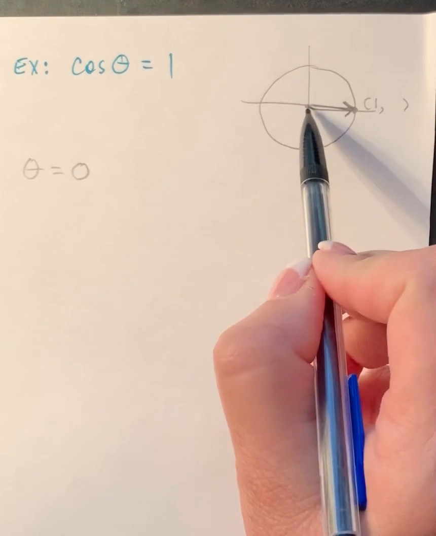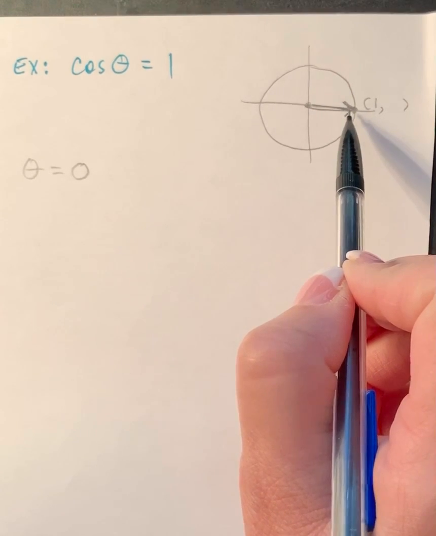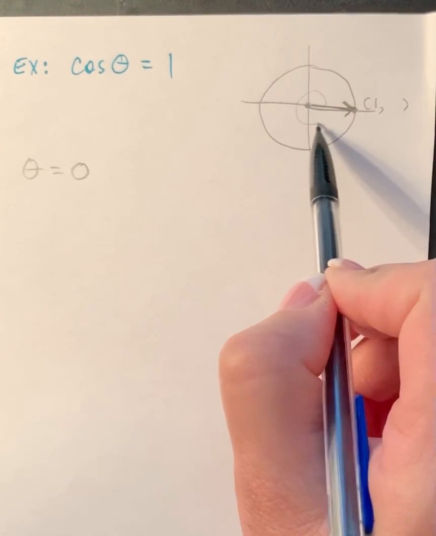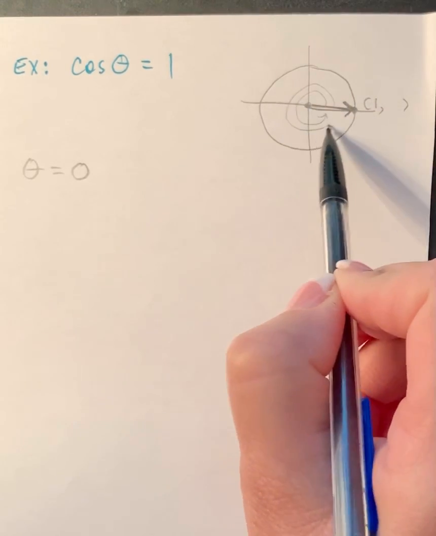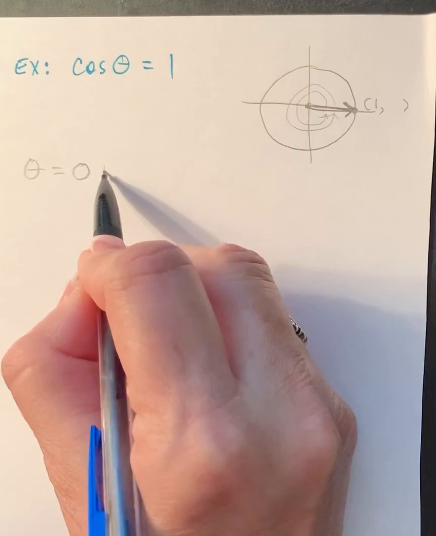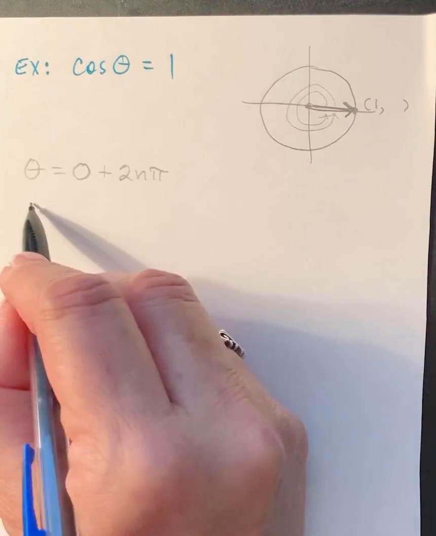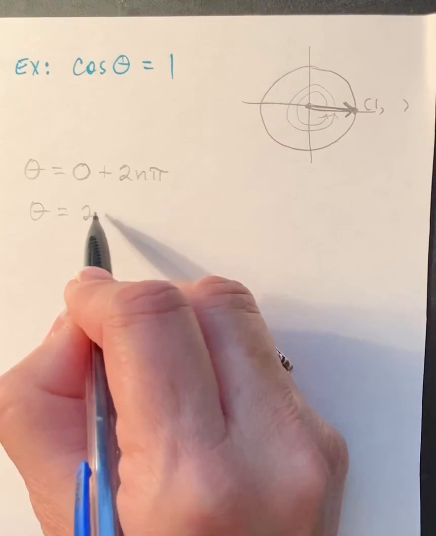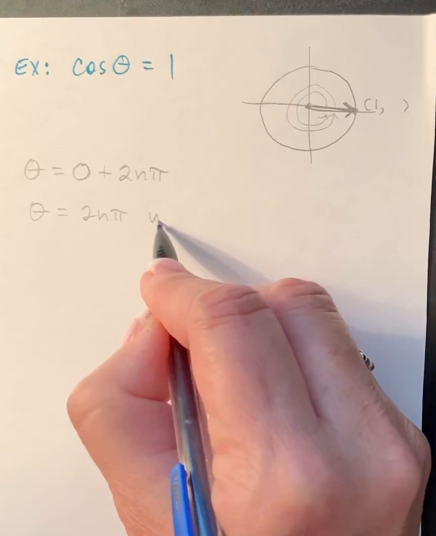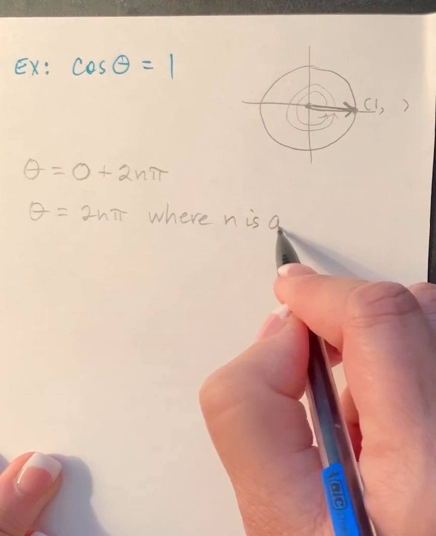plus, like we saw in the last example, any angle that is coterminal with it. So if I were to add 2 pi, I would continually come up with more angles that were coterminal. So I could say plus 2n pi, which simplifies. So theta could be 2n pi, where n is any integer.